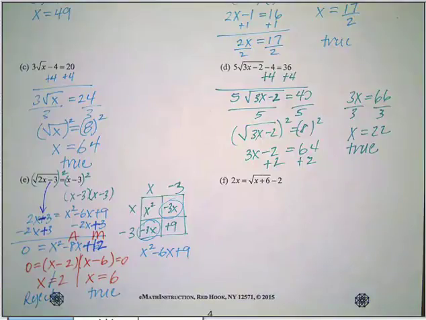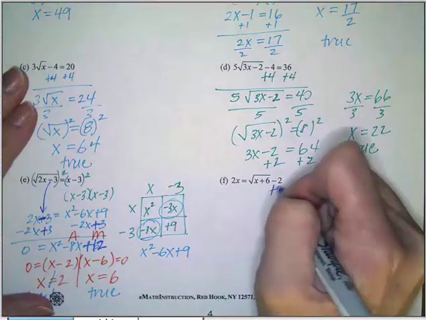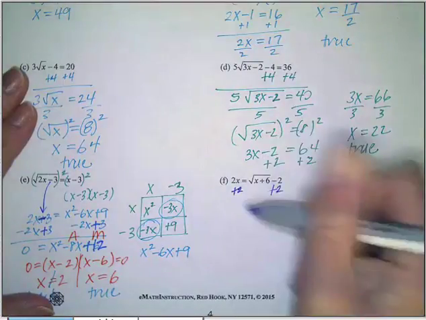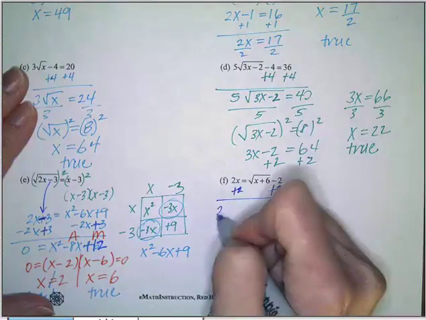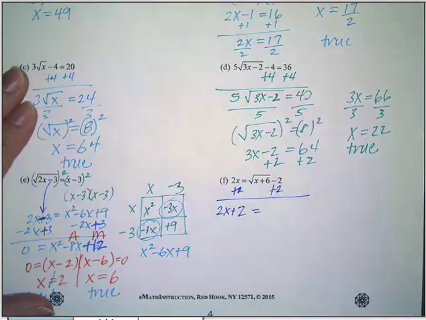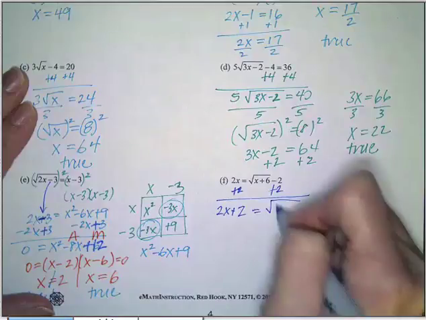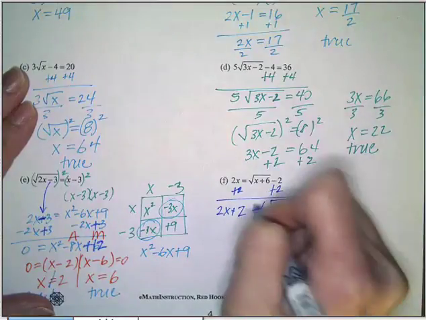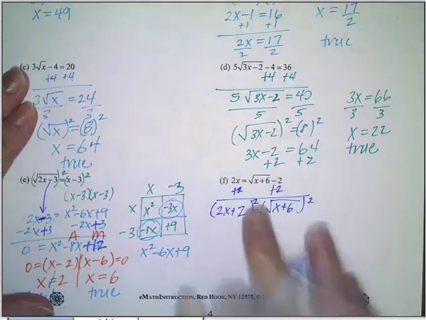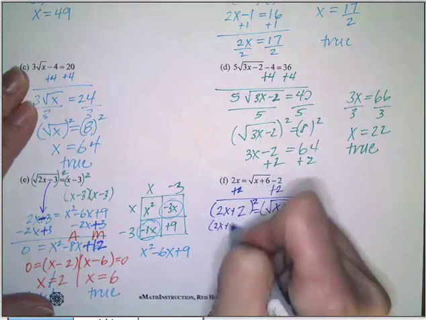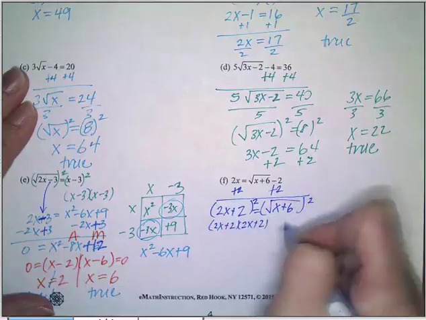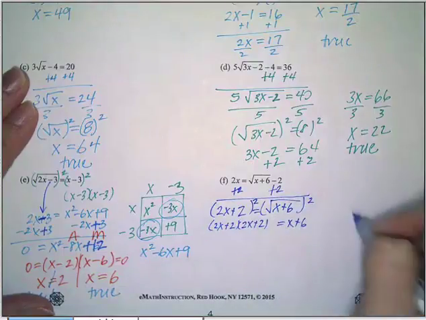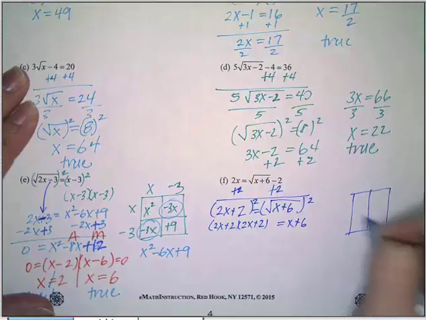In letter F, our radical is not isolated, so that's the first thing we must do, is add the 2. And 2 is not like 2x, so I have 2x plus 2, which is a binomial, equals the square root of x plus 6. To get rid of the radical, I'm squaring both sides. This is a binomial, so I'm going to write it twice. And then off to the side, I'm going to make my 2 by 2 box.